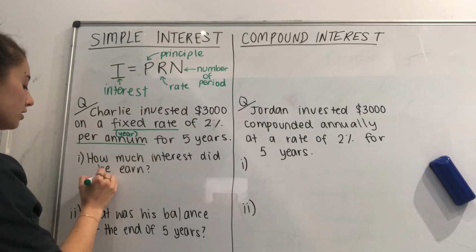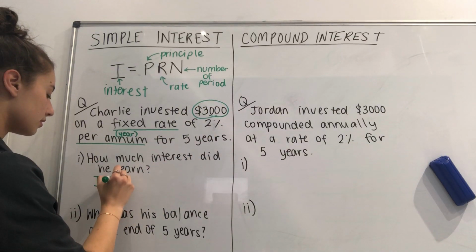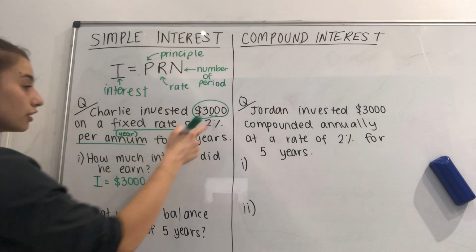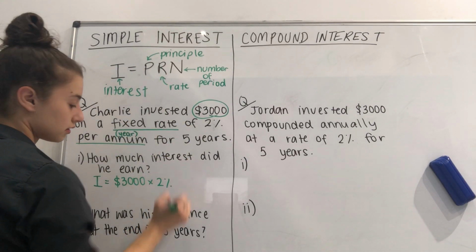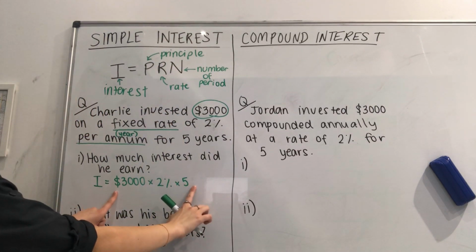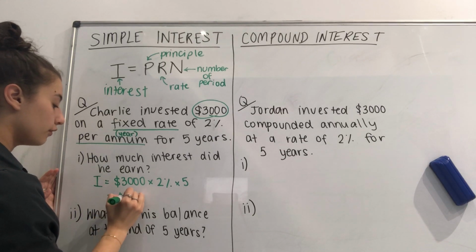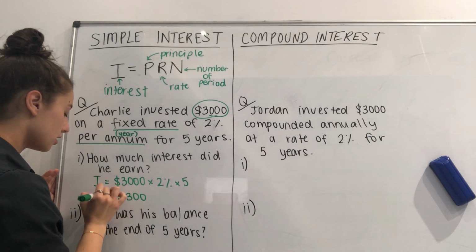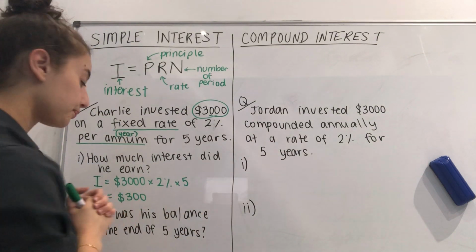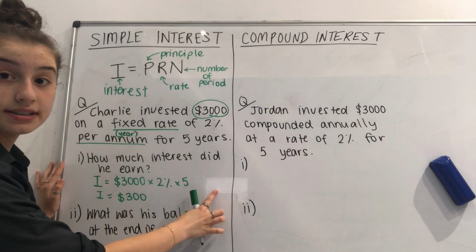The interest that he earned, I, equals the principal, which is $3,000. He put in $3,000 into this bank account at a rate of 2%, okay, for a number of 5 years. Now, if you put this into your calculator, excluding the dollar sign, you'll get an answer of $300. So Charlie made $300 by doing nothing but having his money in the bank account. So this is one type of question you may see associated with simple interest.